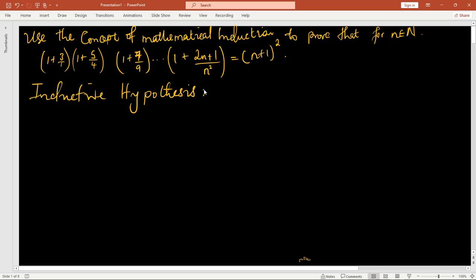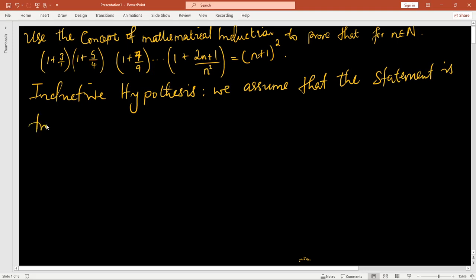So under the inductive hypothesis here, we make an assumption, or we just assume that the statement is true for n equals to k. So here we say, we assume that the statement is true for n equals to k. So what this simply means is that where there's n in this expression here, we substitute the k.